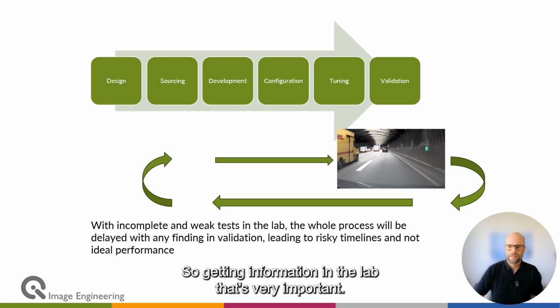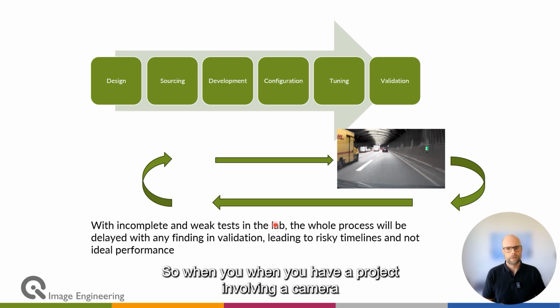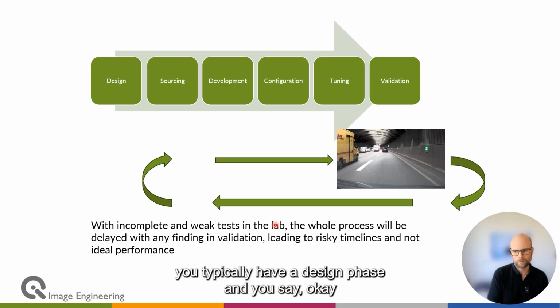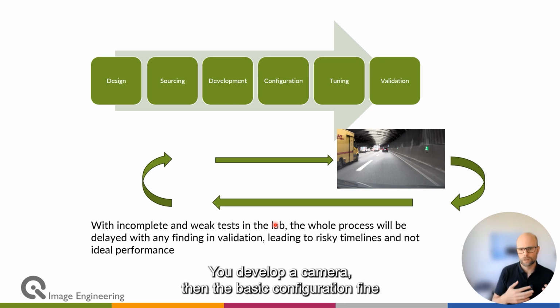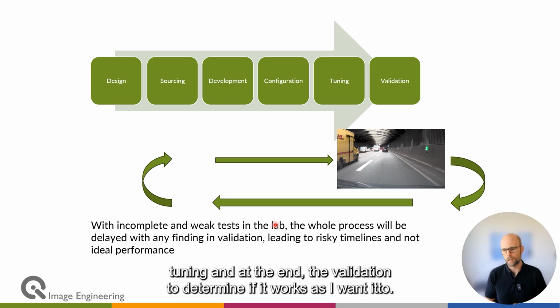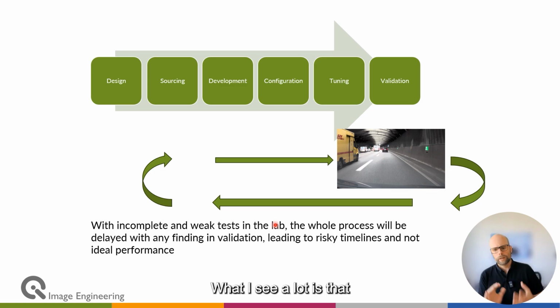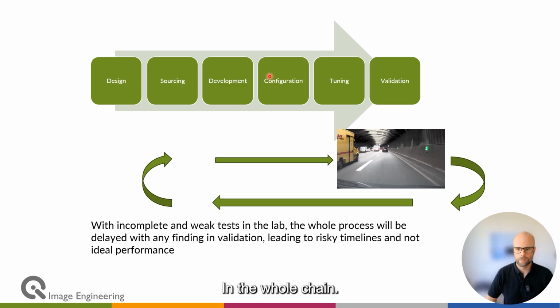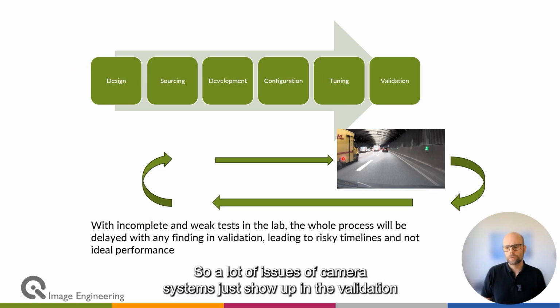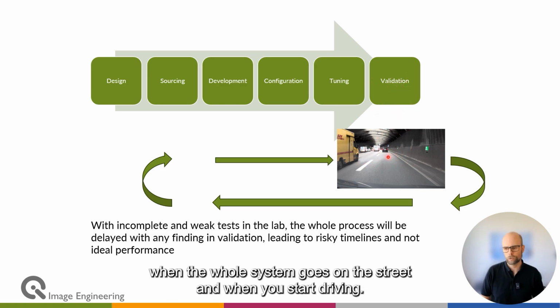So getting information in the lab is very important. When you have a project involving a camera, you have a design phase where you say, okay, how should it look, what should it do? Then you start the sourcing, what sensor do I use? You develop the camera, then the basic configuration, fine-tuning, and at the end, the validation, does it work as I want it to? What I see a lot is that people are working with incomplete tests in the lab, in the whole chain. So a lot of issues of cameras, of systems, just show up in the validation when the whole system goes on the street and you start driving.